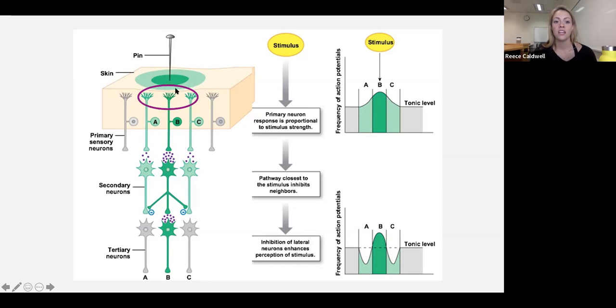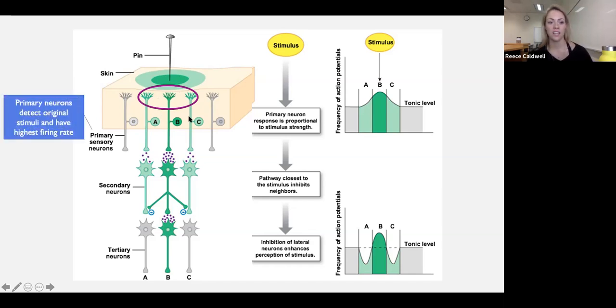So again, we poke the skin, and our central neuron as well as the neighboring neurons will pick up this stimuli. So we detect that stimuli, and these have the highest firing rate. That central neuron has the biggest firing rate because it's the one most directly stimulated. However, these two neighboring neurons also fire off neurotransmitters. So those neurotransmitters are released to our secondary neuron. And this is the neuron that is bringing this impulse or this signal or stimuli to our brain. So we detect, hey, we're being touched in this area.